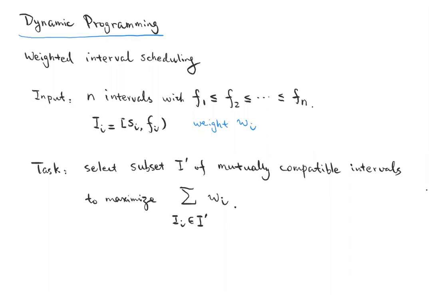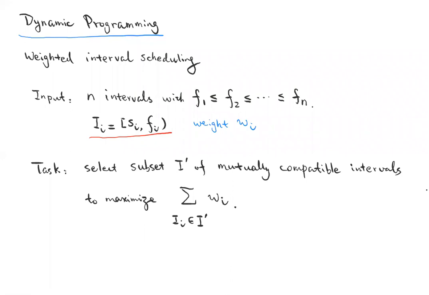So what we have is n intervals. Each interval is specified by its starting time and finish time. We can assume that intervals are ordered with respect to their finish time. Otherwise, we can sort them, right? That's quite easy. When we discussed greedy methods, we discussed how to choose a maximum set of mutually compatible intervals. So we know how to solve it using the greedy method.